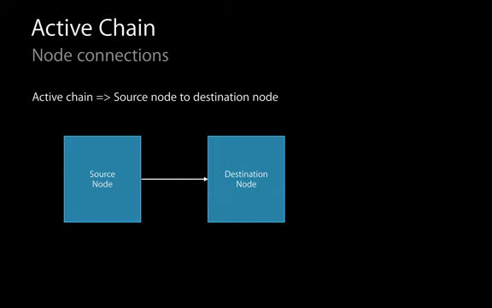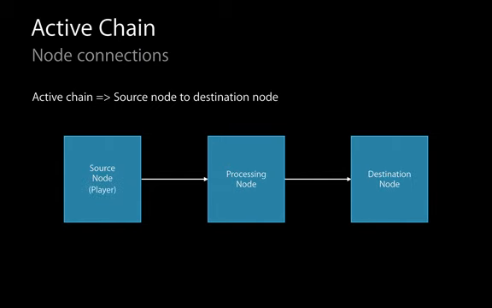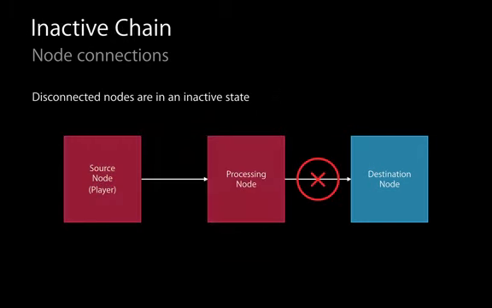If you have a connection between a source node and a destination node, that forms an active chain. You can insert any number of processing nodes between the source node and the destination node. But as long as you wire every bit of this chain up, it's an active chain. As soon as you break one of the connections, all of the nodes that are upstream of the point of disconnection go into an inactive state. In this case, I've broken the connection between the processing node and the destination node, so my processing node and my source node are now in an inactive state. The same holds true in this example.